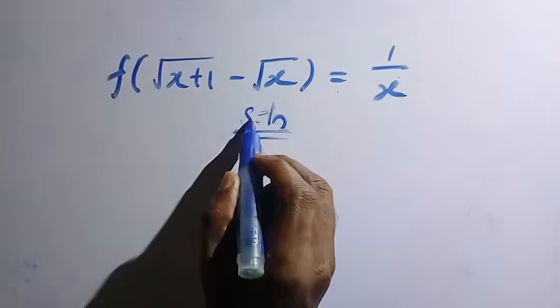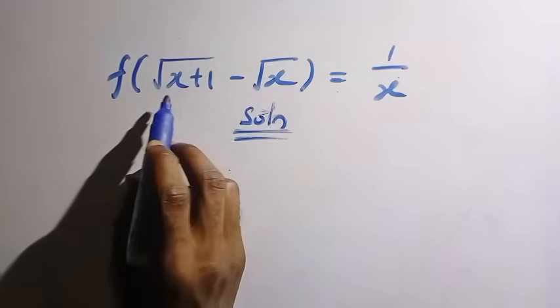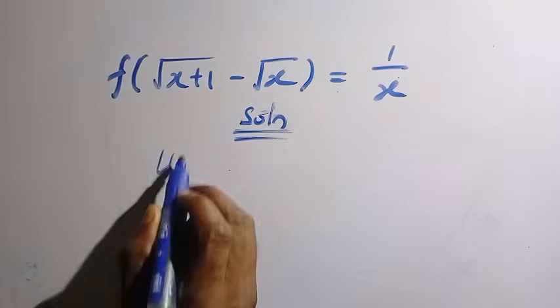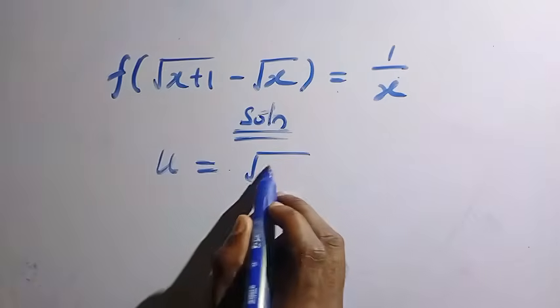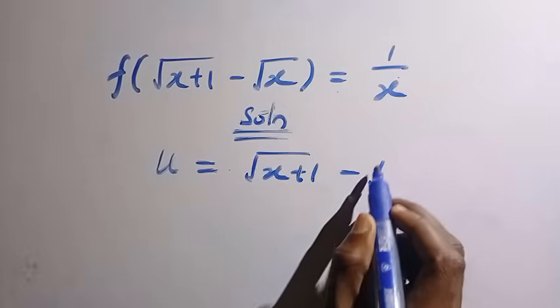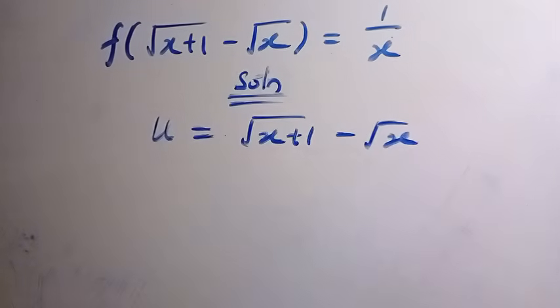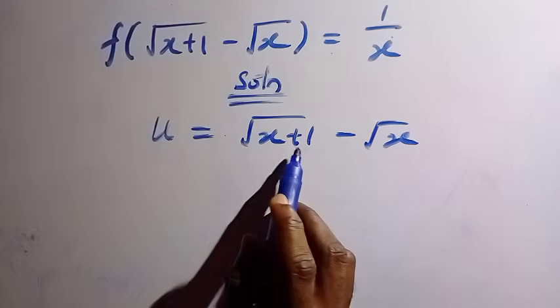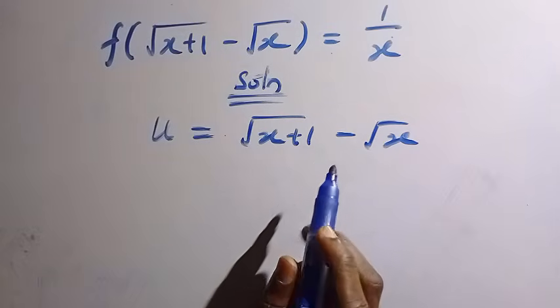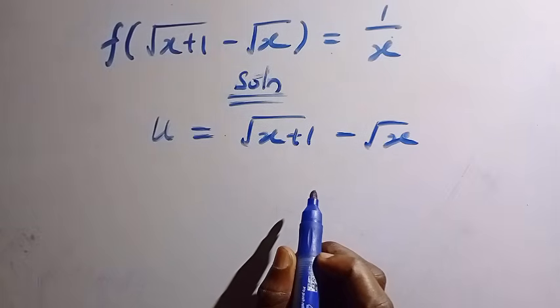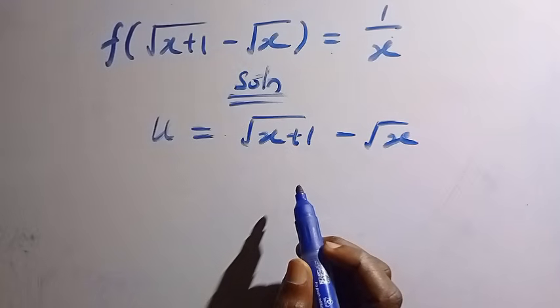The first thing we are going to do is replace this with u equals the square root of x plus 1 minus square root of x. Then after getting this, we are going to make sure that we find 1 divided by x. But to do that, these are radicals, and we need it in the form of rational numbers, in form of fractions.